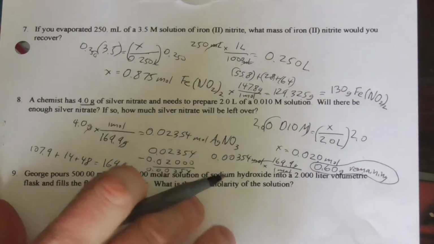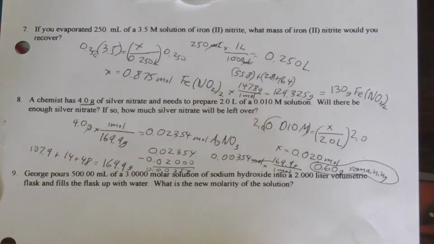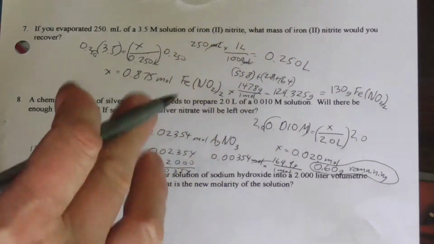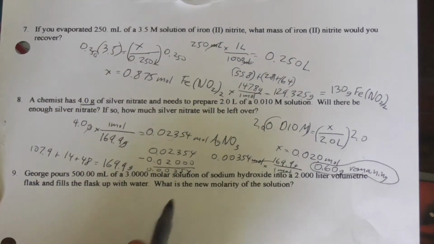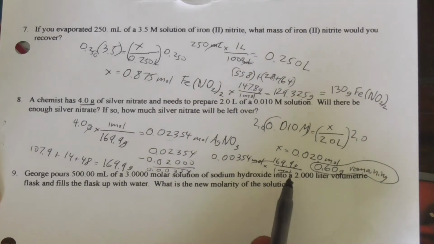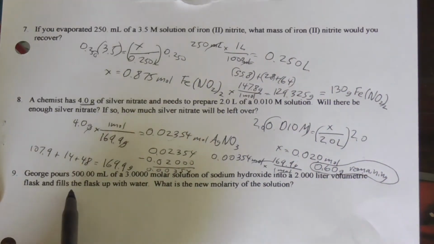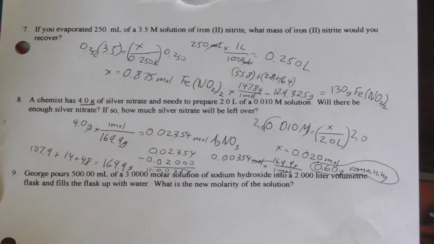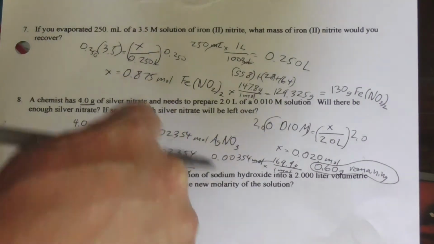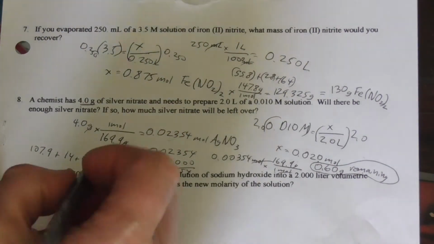Okay, I will finish this one and then I'll stop for this last one, which is a limiting reactant problem. I'll complete this one and then I'll make one final video. So, George pours 500 milliliters of a 3 molar solution sodium hydroxide into a 2 liter volumetric flask and fills the flask up with water. What is the new molarity of the solution? So this is actually a dilution problem. This is not a straight up regular molarity problem.